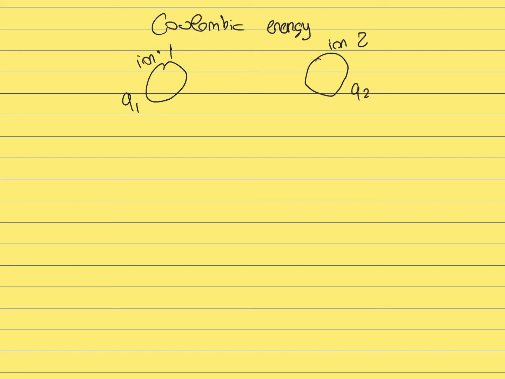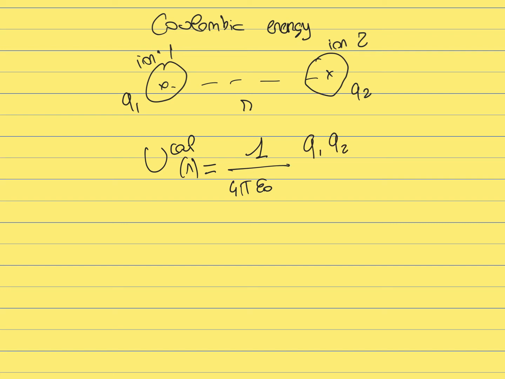So the first type of attractive energy is the Coulombic energy, the typical energy between two charges. If you have two ions, that is to say two atoms that do have a charge, ion 1 and ion 2, with charges Q1 and Q2, then depending on the distance between their centers, you will have this Coulombic interaction energy. The expression of the Coulombic energy is 1 over 4 pi epsilon naught, where epsilon naught is the dielectric permittivity of void, and the Coulombic energy is proportional to the product of the charges of the two ions.